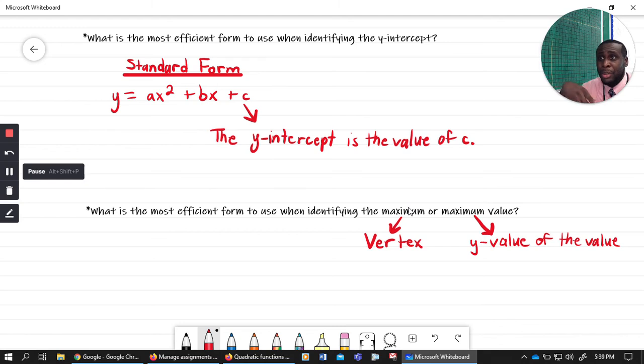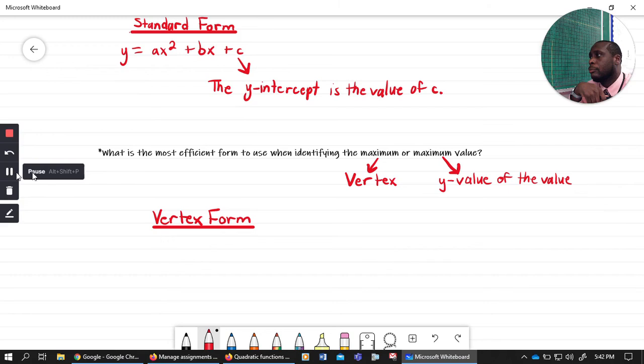So again, the maximum value or minimum value, they would be talking about the y value of the vertex. I wonder what form could be the most efficient for identifying a maximum value. If the maximum is a vertex, I wonder. Well, folks, I don't know. I give up.